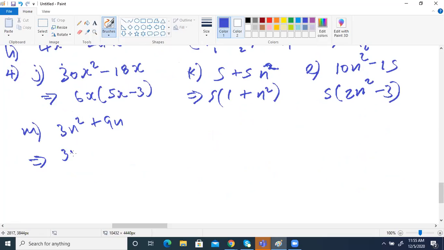3n, bracket, n square plus 3. If you have 3n, look back. Isn't it 3n squared? 3n to the third power? Yeah, that's what I'm saying. Oh, it's to the third power, my bad. So it's 3n squared, bracket, n plus 3. Yes, sir. Good observation.